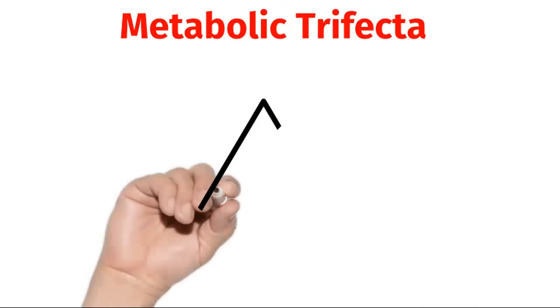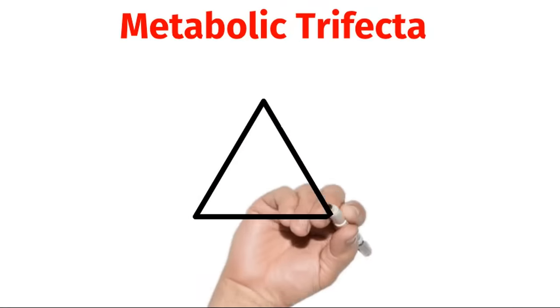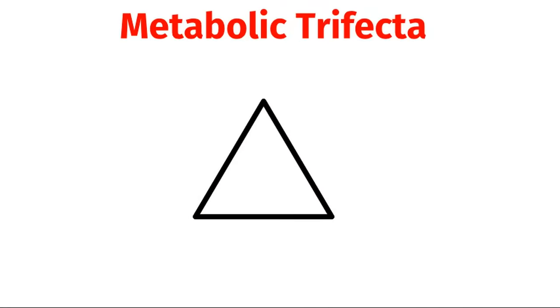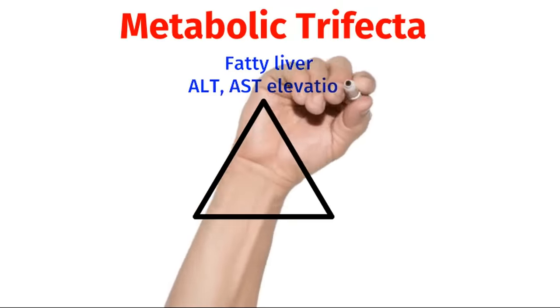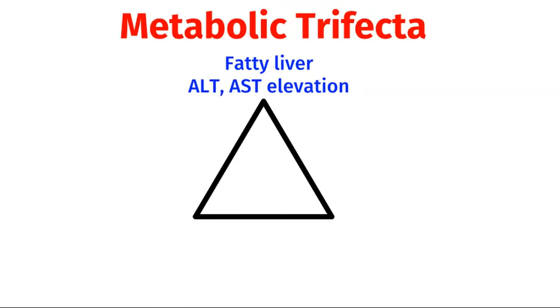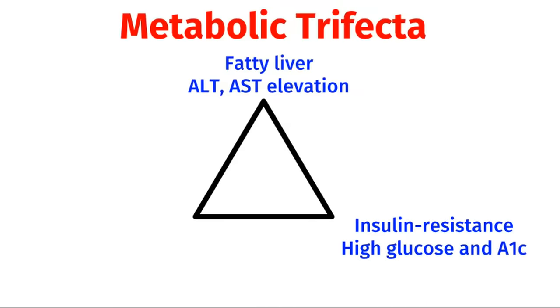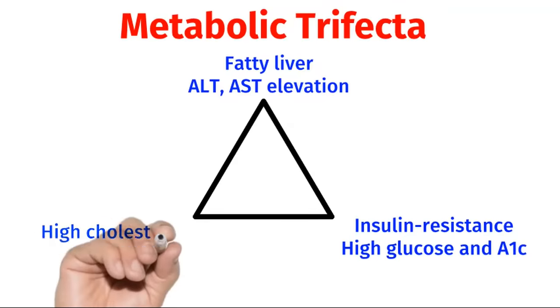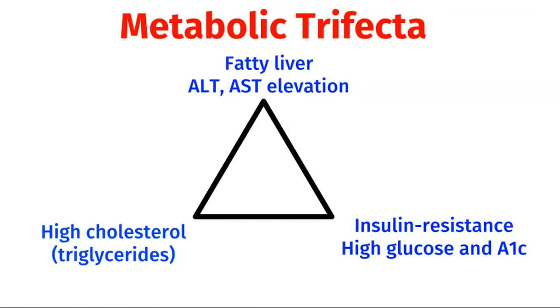So that's why I typically see a metabolic trifecta in my patients with fatty liver disease. So in addition to having the elevated liver enzymes, they'll have elevated fasting insulin. They may also have an elevated blood glucose and hemoglobin A1c, which is the average of the blood sugars for 3 months. So this could suggest prediabetes or diabetes. Finally, these patients have high cholesterol, especially triglycerides.